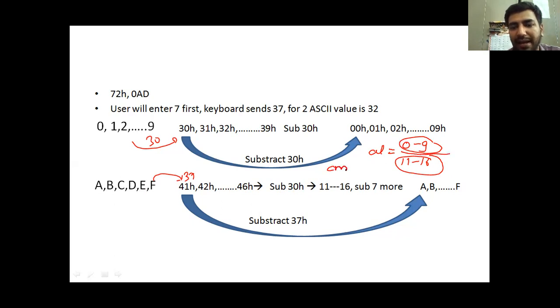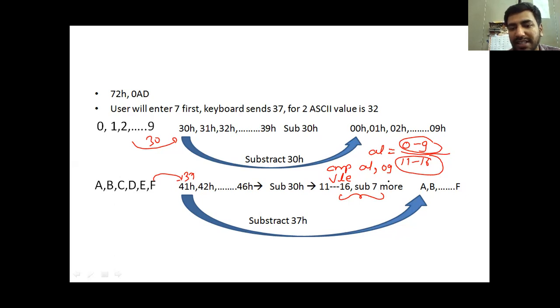So I should compare AL here. After subtracting, I have to compare AL with 9. If my number is in the range of 0 to 9, then there is no problem. I can take that number in AL and declare that my converted number is in the range of 0 to 9. But if my number is in 11 to 16, I have to subtract 7 more. So here I have to check whether my number is less than or equal to, or greater than or equal to, so I can take a decision whether I have to subtract 7 more.